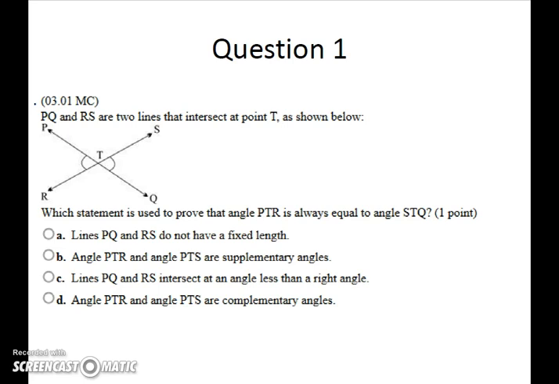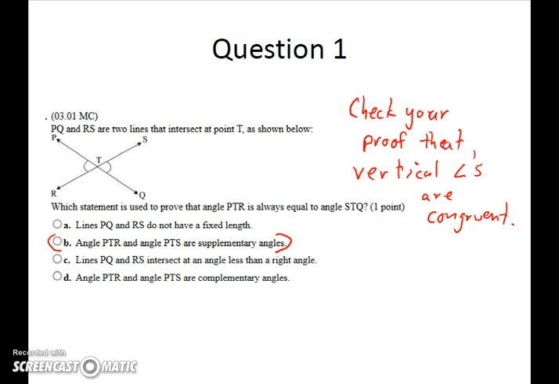Question number 1. We have 2 intersecting lines that intersect at point T. Which statement below, A, B, C, or D, is used to prove that angle PTR is always equal to angle STQ? You might want to pause the video at this point. Okay, the answer is B.